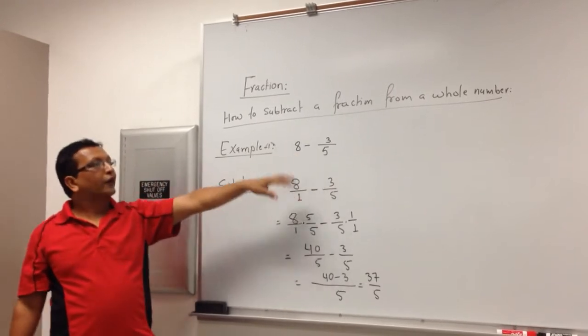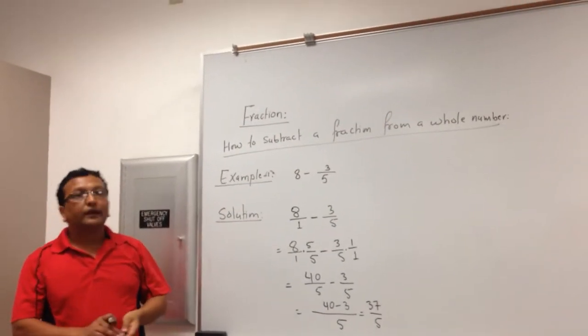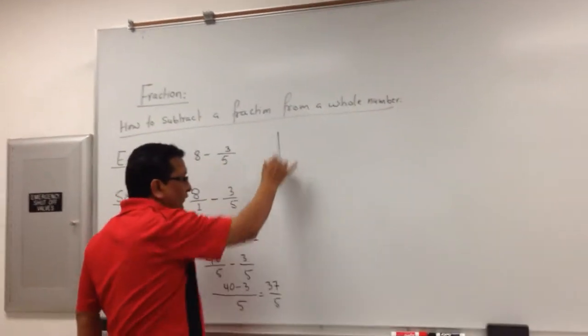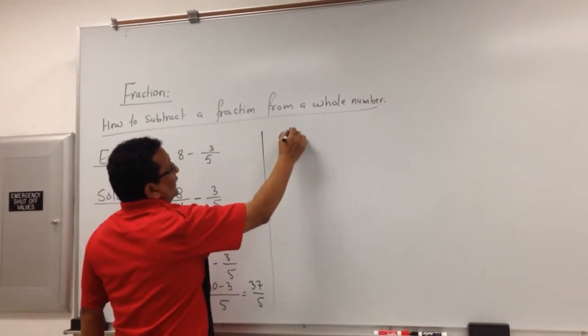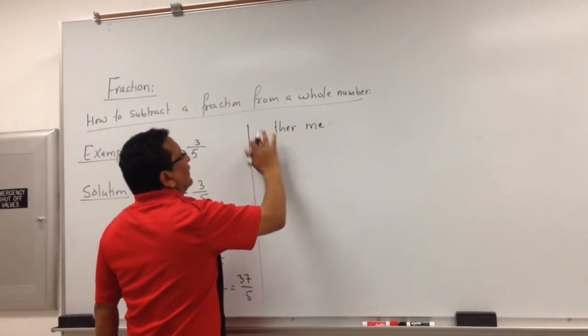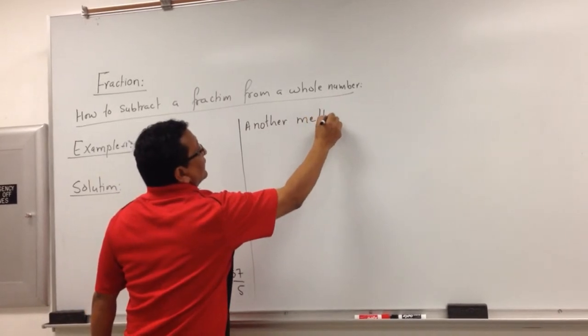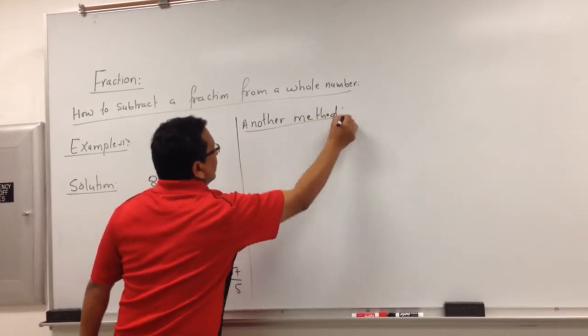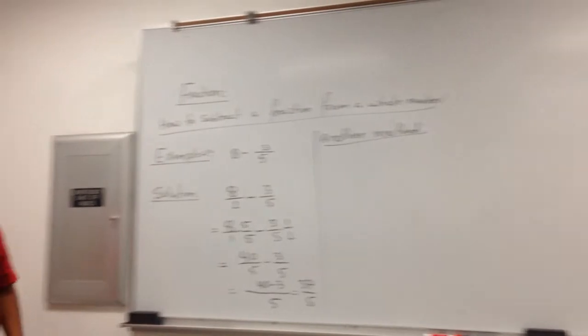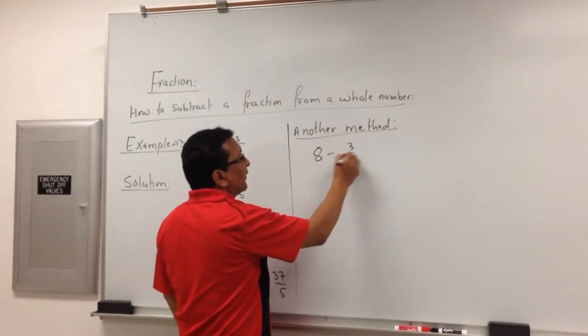Also, I want to show you how to subtract a fraction from a whole number in another method. Let's see how we can do it in the other way. So I want to show another method, to subtract a fraction from a whole number, 8 minus 3 over 5.